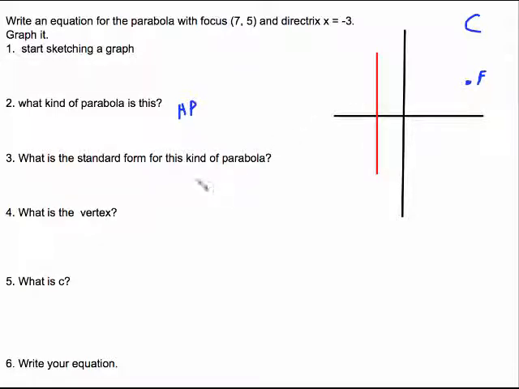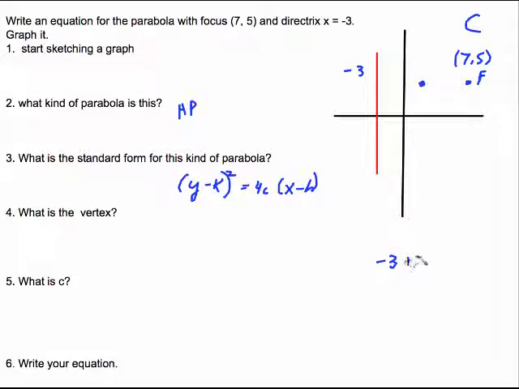The standard form for a horizontal parabola is y minus k quantity squared equals 4c times x minus h. Now to find the vertex, I have to do a little bit of work. We know that the vertex is going to have to be somewhere along this line, right along in here. The vertex has got to be somewhere in here. Specifically, it needs to be halfway between the focus and the directrix. So if the focus is over here at 7, 5, and the directrix is over here at -3, to find the vertex, I will do the midpoint between those numbers.